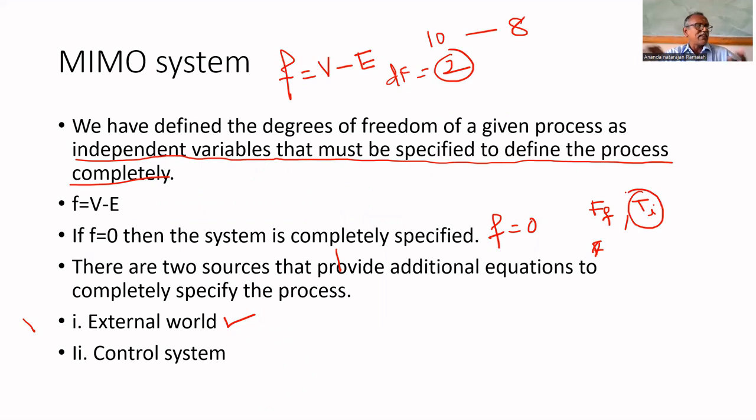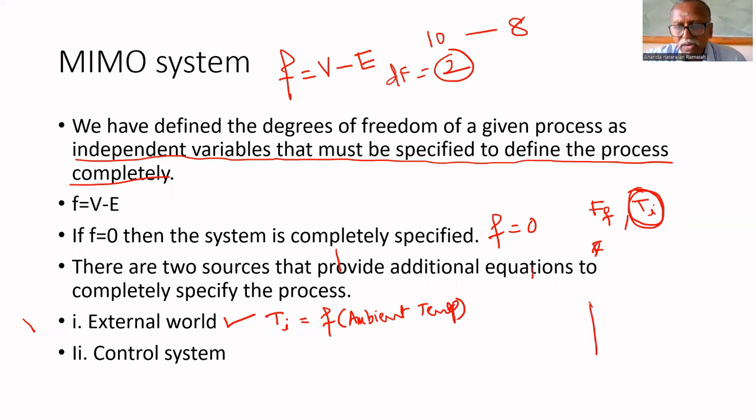Inlet temperature TI is not in our hand. That depends upon the environment. That is specified by the environment. That's why TI is specified. TI equal to function of ambient temperature. That is one equation. So suppose the degrees of freedom equal to 2, and one we defined like this, then the degrees of freedom is reduced to 1. We can write an equation, meaning we are specifying. For that we can use the external world.